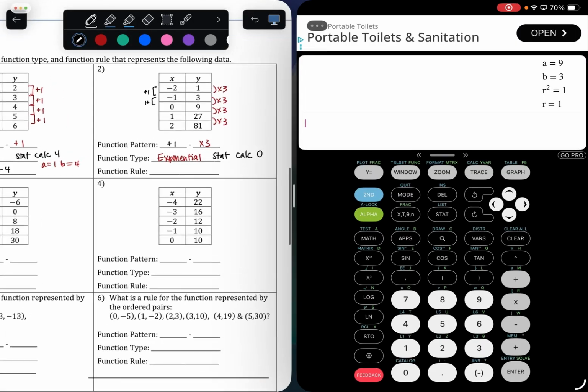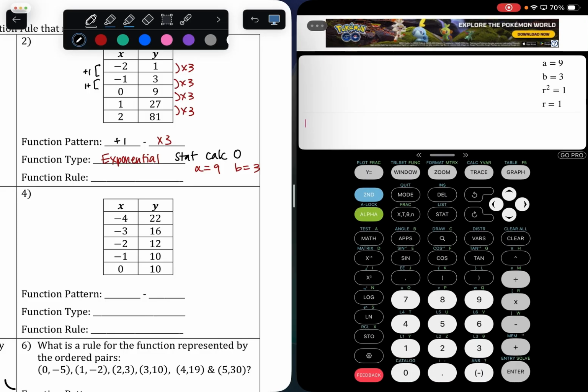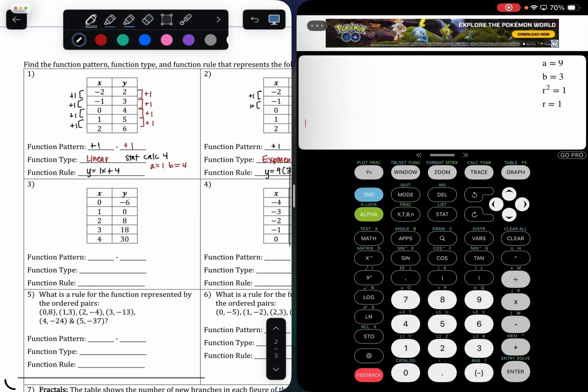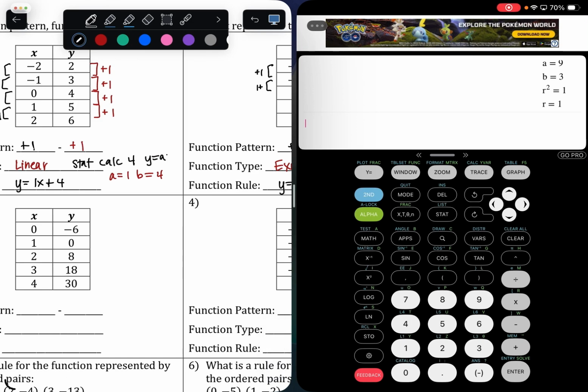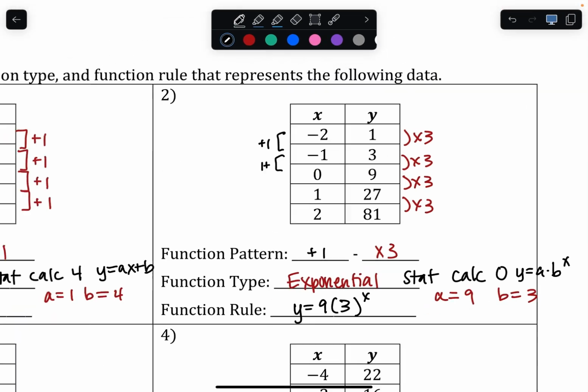Okay, once again, those R values, that means I have a perfect fit, but all we care about right now is the A and the B. So A is 9 and B is 3. And so since this is exponential, I'm writing A times B to the x. Okay, so that's up here in this table. So linear is ax plus b, exponential a times b to the x. And so stat calc 4, so we can get y equals ax plus b. Stat calc 0, so we could get y equals a times b to the x. And you can put the b value in parentheses if you want to, they're not necessary.